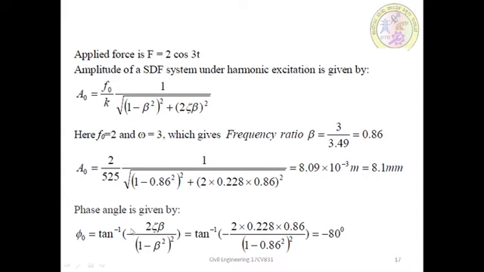And also the phase angle equation can be written as phi is equal to tan inverse of 2 chi beta divided by 1 minus beta squared. So now the phase angle, we can calculate the tan inverse value as 80 degrees. This is the phase angle. So this is all about the problem of this particular example.